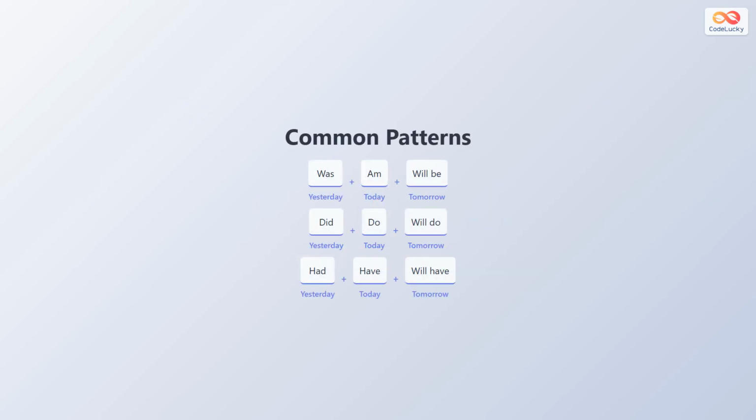There are common verb patterns you should know. With yesterday we use was, did, or had. With today we use am, do, or have. With tomorrow we use will be, will do, or will have. These patterns help you form correct sentences when using yesterday, today, and tomorrow.